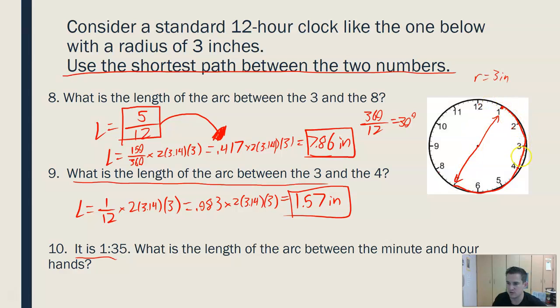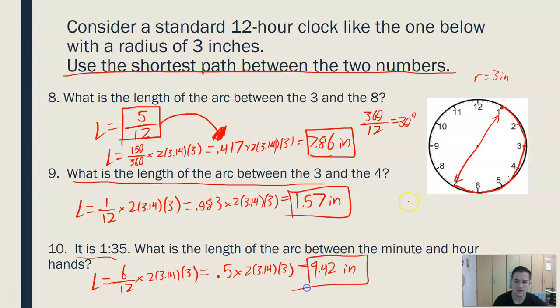Okay, well that's 1, 2, 3, 4, 5, 6 out of 12 sections. So the arc length is 6/12 times the circumference, or times 2 pi r. Well, 6/12 is 1/2, or 0.5, times 2 times 3.14 times 3. 0.5 times 2 times 3.14 times 3 is 9.42 inches. So halfway around this clock, half of the circumference, is 9.42 inches. I found that by just taking this section, the half of the circumference.